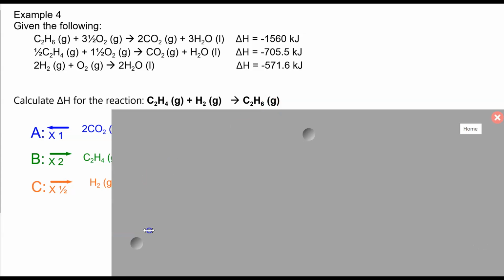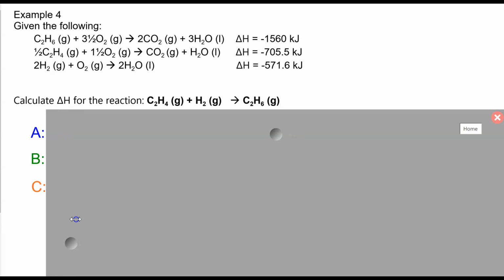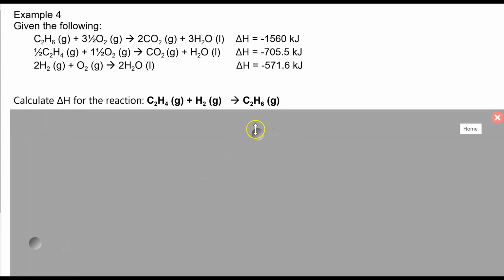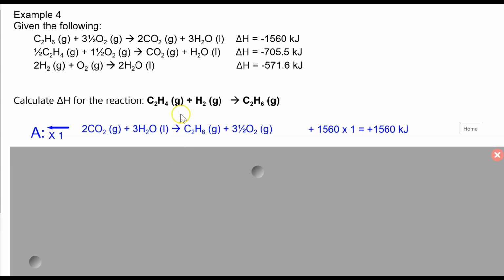The way we did that, if you recall, is we'd letter them A, B, and C, and so on. And then we're going to figure out what we have to do to each one. So let's start with A. What are we doing here? We are going to look at our unknown, which we don't have delta H for. And we're going to look at A, which is this top one right here. And we're going to evaluate what in our unknown is also in our known.